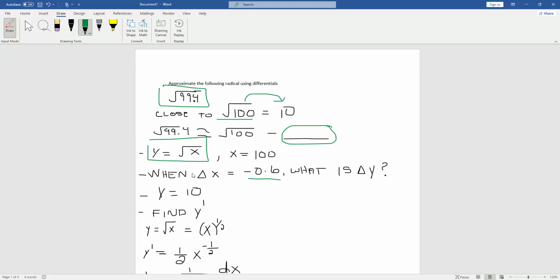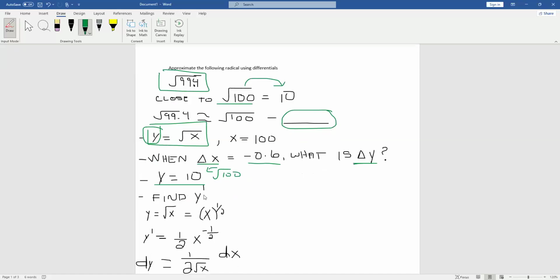So when that change in x is negative 0.6, so when we change from 100 to 99.4, it gives us negative 0.6. That's our change in x, delta x. But what is the change in y? Essentially what we're looking for. We start with what we know. We know y equals square root of 100, which is 10, right? Square root of 100 gives us 10. So we know the value of y.